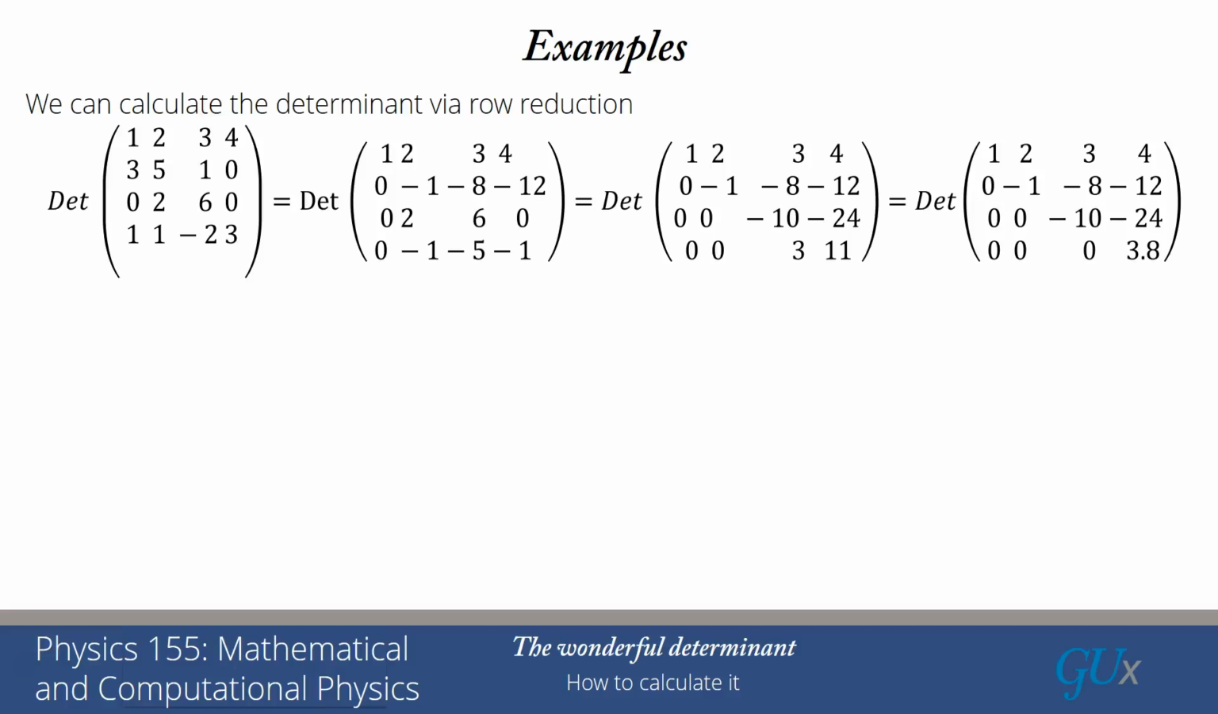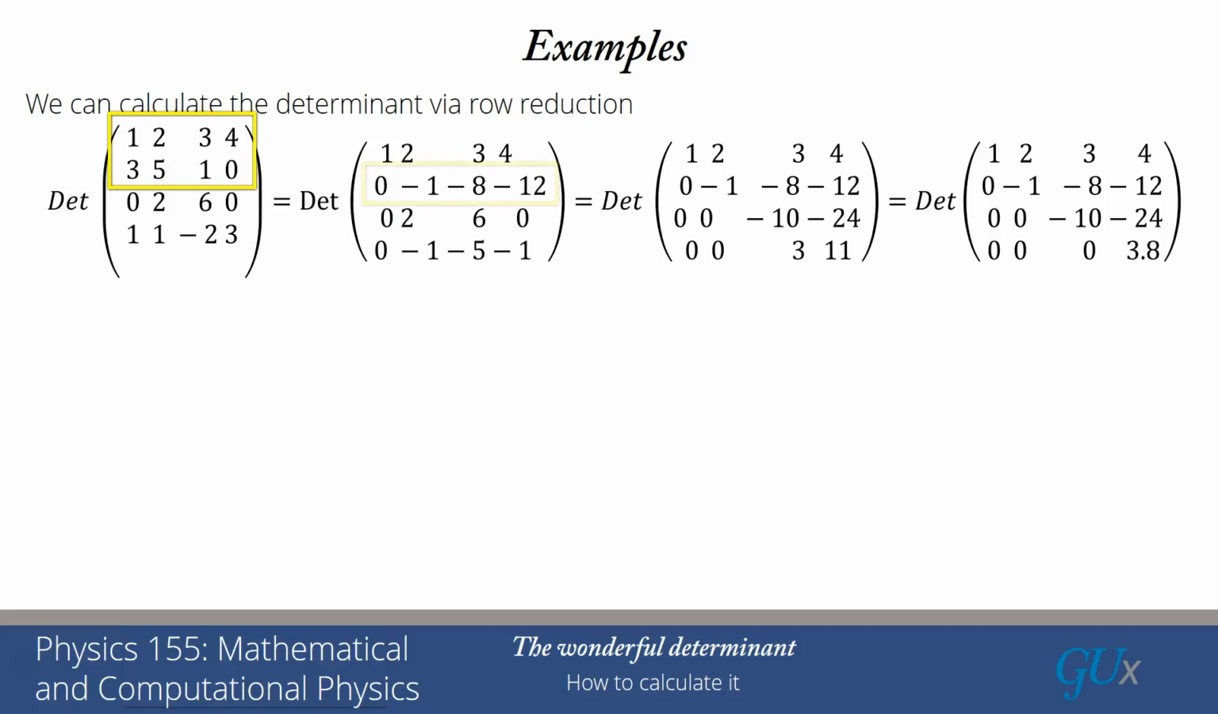So we start off here. We look at the first row. We're going to be maintaining the first row, doing nothing with it. We now look at the second row. We see that there's a 3 in the first element of the second row, and there's a 1 in the first element of the first row. So I have to take the first row, multiply it by 3, and subtract it from the second row.